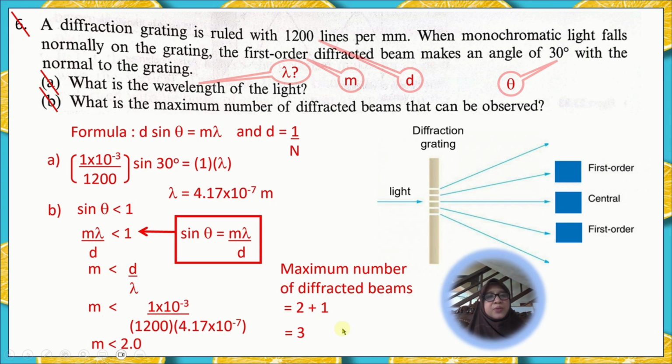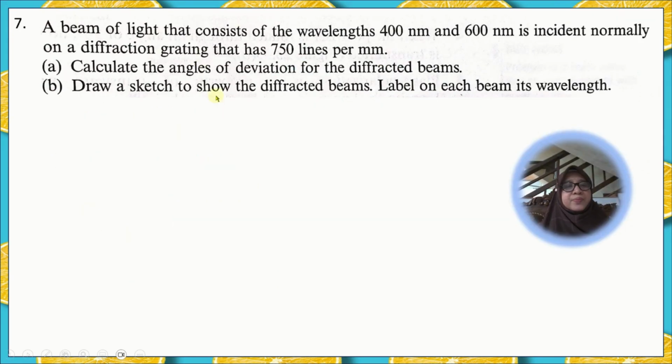Okay, so now we go to question 7. A beam of light that consists of the wavelengths 400 nanometer and 600 nanometer is incident normally on a diffraction grating that has 750 lines per millimeter. Calculate the angles of deviation for the diffracted beams and draw a sketch to show the diffracted beams and label on each beam its wavelength.